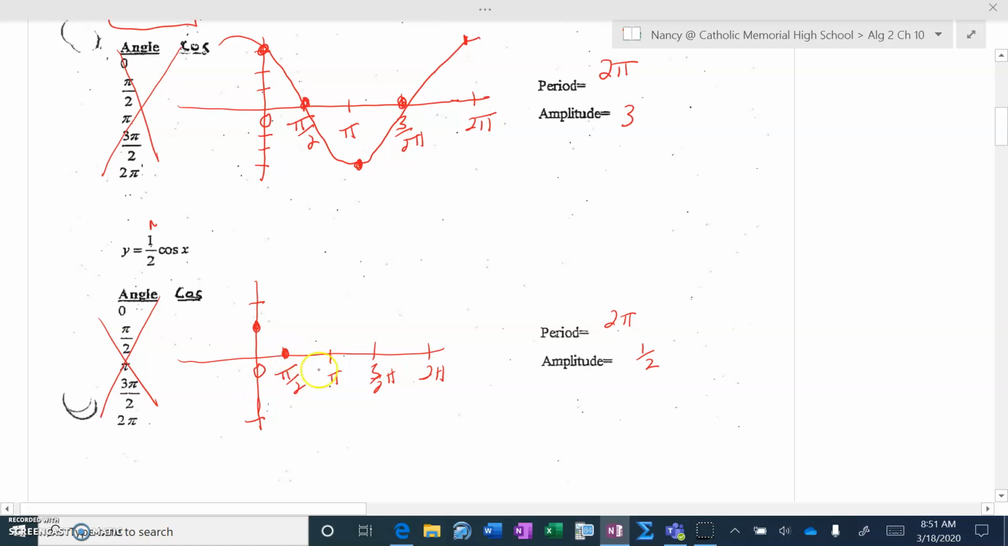At pi over 2, we're at 0. At pi, we're at -1/2. 3/2 pi, we're at 0. And at 2 pi, we're at 1/2. And again, there's one cycle of the cos graph.